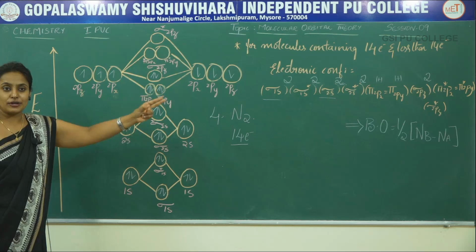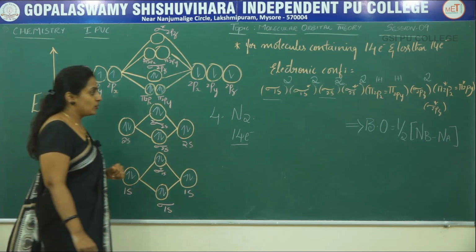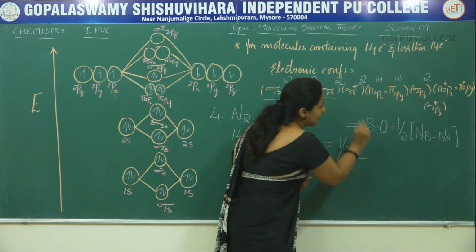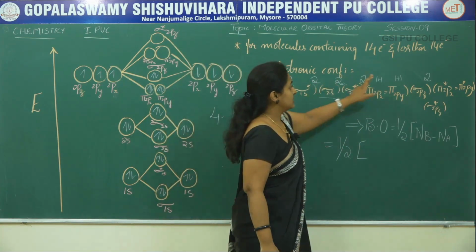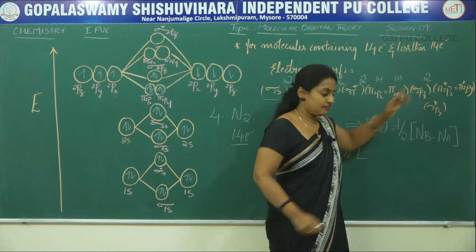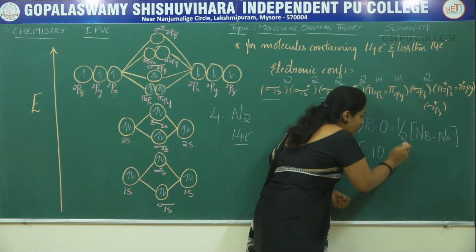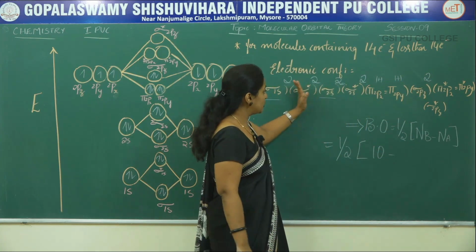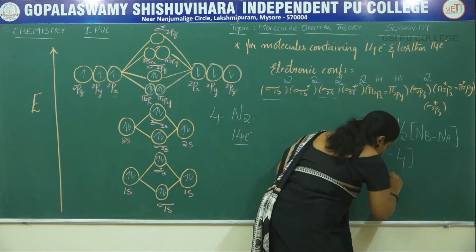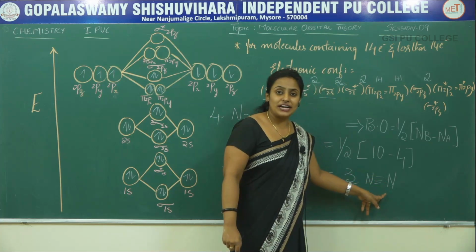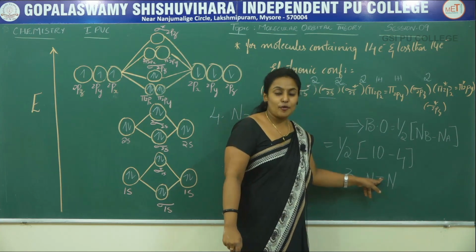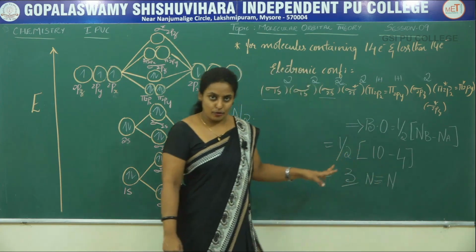From this, we are going to calculate the bond order, which will be equal to the number of electrons in bonding orbital 2, 4, 6, 8, 10, minus number of electrons in anti-bonding orbital 2, 4, which would be equal to 3. That means the 3 bonds exist between 2 nitrogen atoms. One is sigma bond and other 2 are pi bonds.